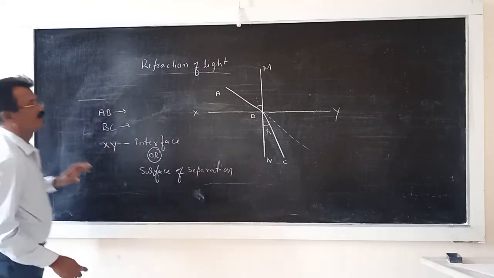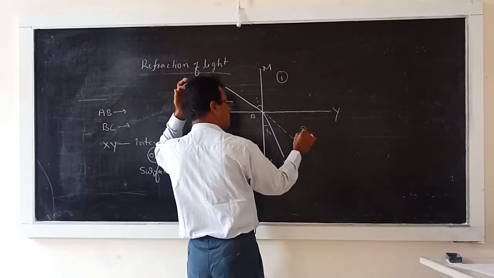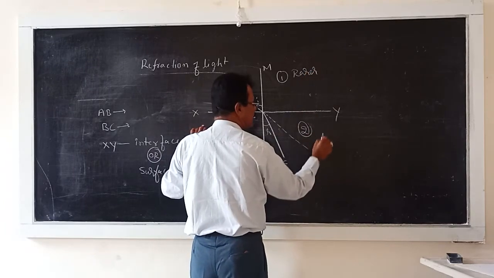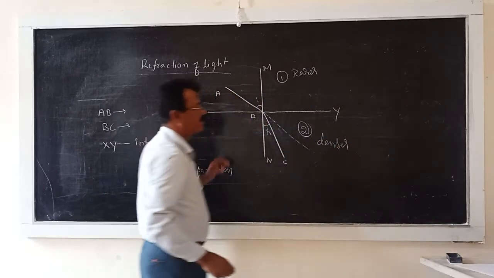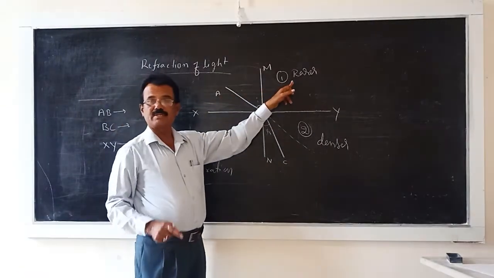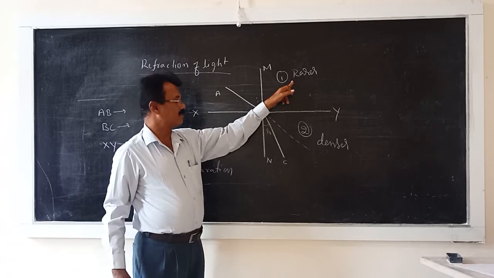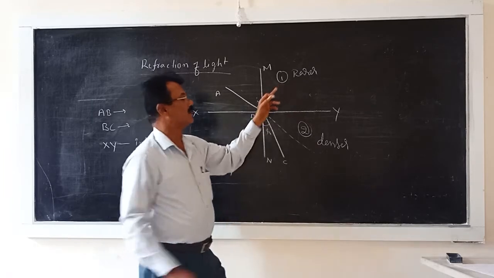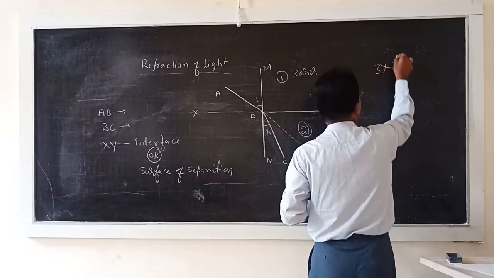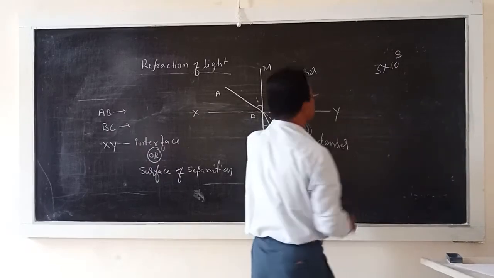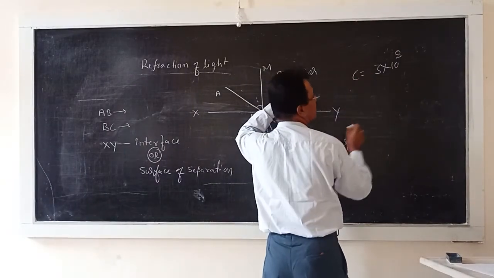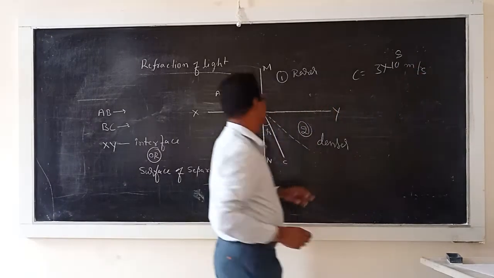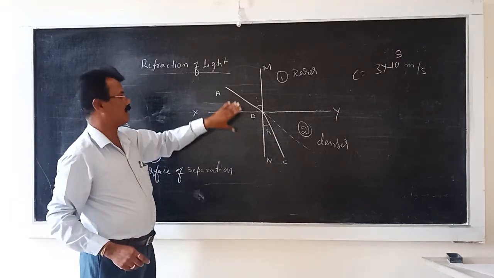So this is medium 1 and this is medium 2. This is the rarer medium, and this is the denser medium. The rarer medium is the medium in which the velocity of light is maximum, that is, C equals 3 into 10 to the power 8 meter per second, the speed of light constant. So this is medium 1, medium 2.